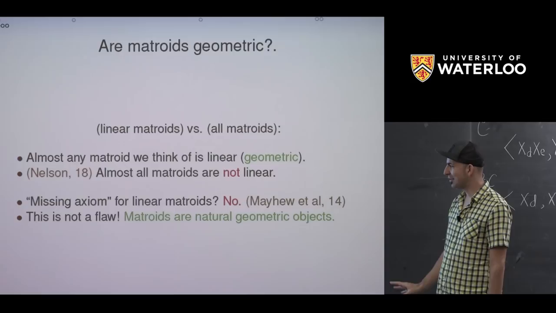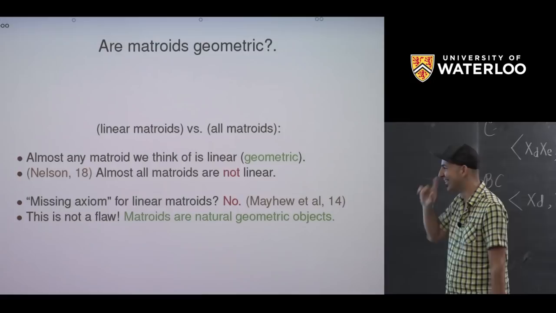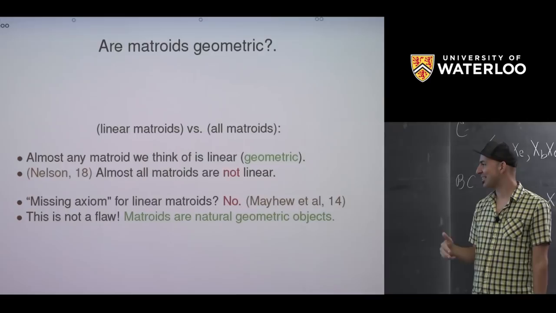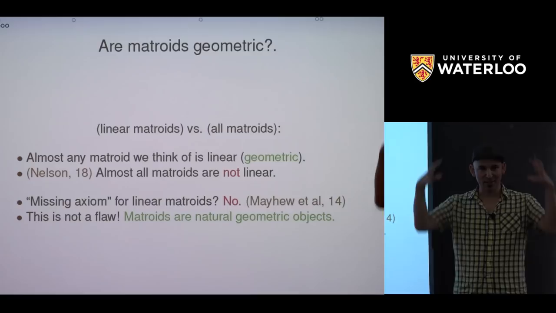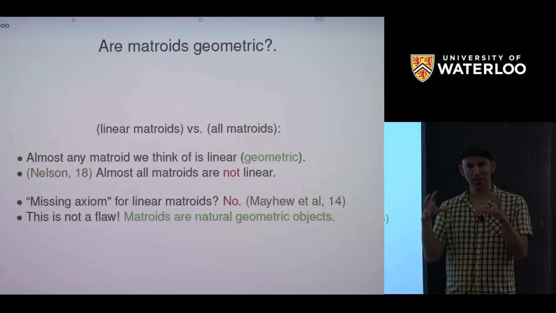And I want to say this is not a flaw, this is a feature. This is like what Microsoft would say, right? But in this case, I mean it. Well, maybe they mean it too, but in this case, it's true. This is not a flaw. Matroids are a much better family because they're not all representable, and that's what I want to convince you of, that matroids are actually very natural geometrically by themselves, and we don't want to just restrict to the linear ones. Actually, the whole family is really nice. Okay?